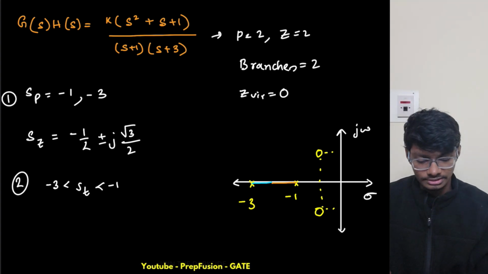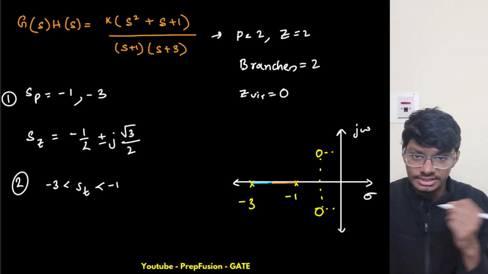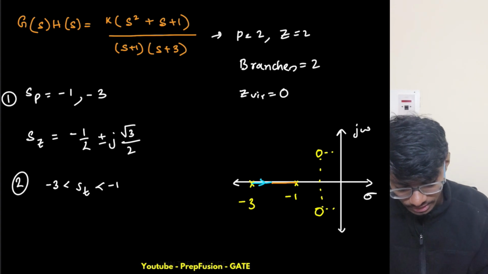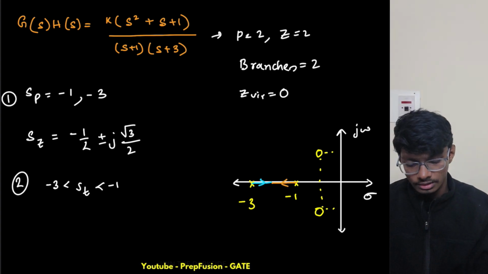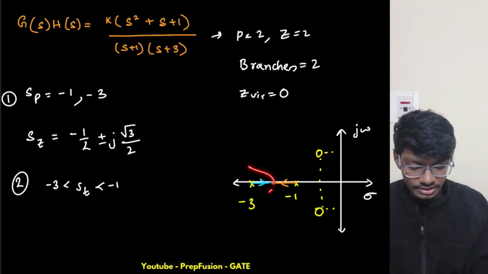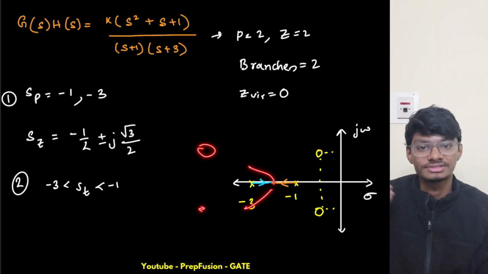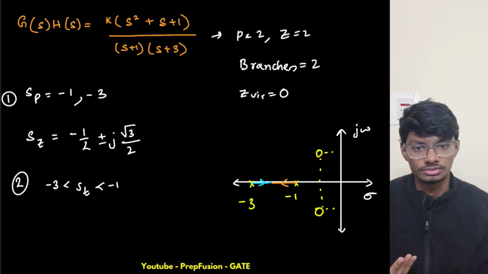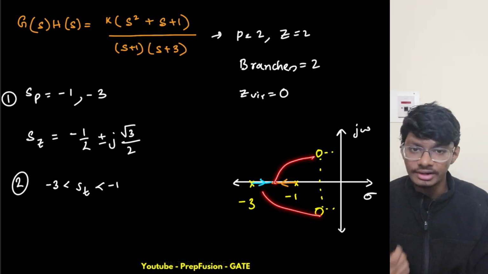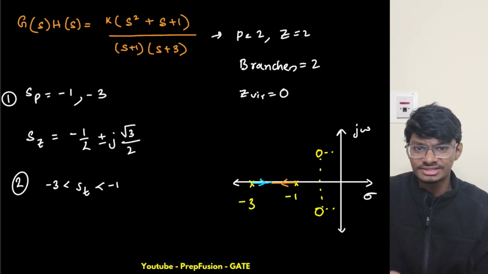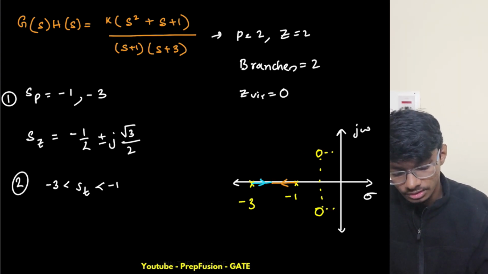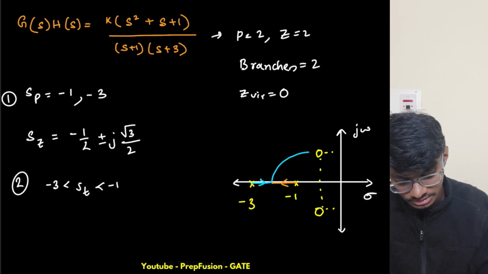They will be something like this. From the poles they start and then break away. Can this break away here? If it breaks away here, that means I have asymptotes here, which is not possible, as I don't have any asymptotes. So this has to go here and terminate on the zeros only. From basic intuition you can understand that my root locus will look something like this.